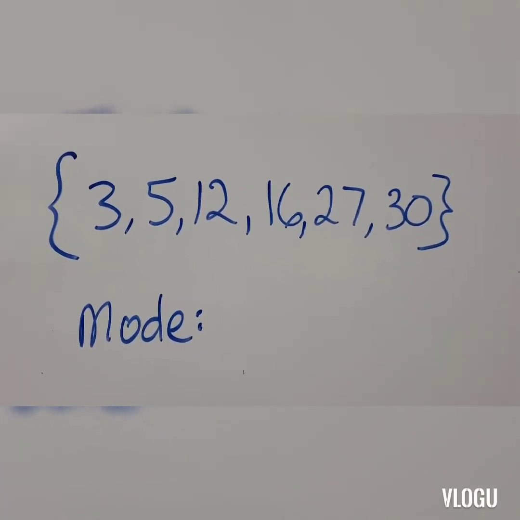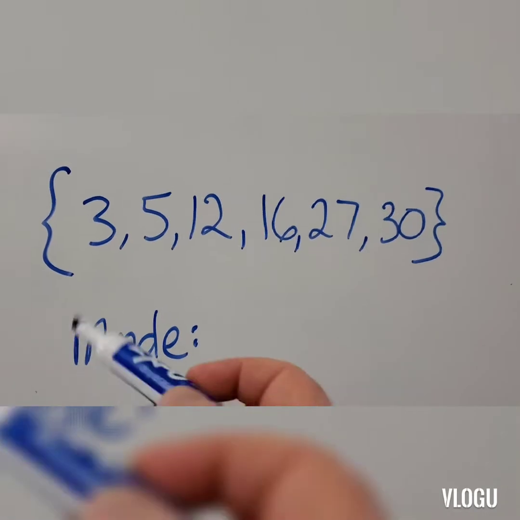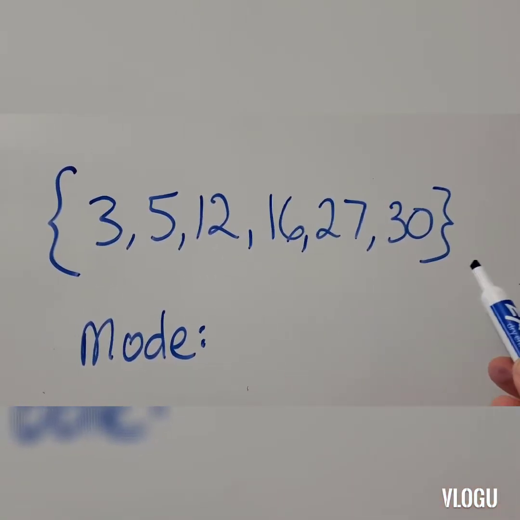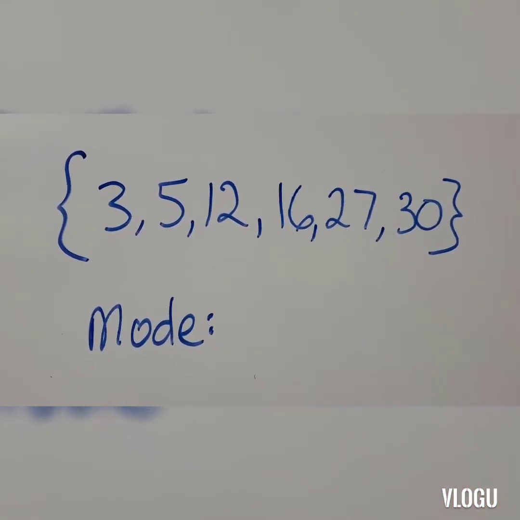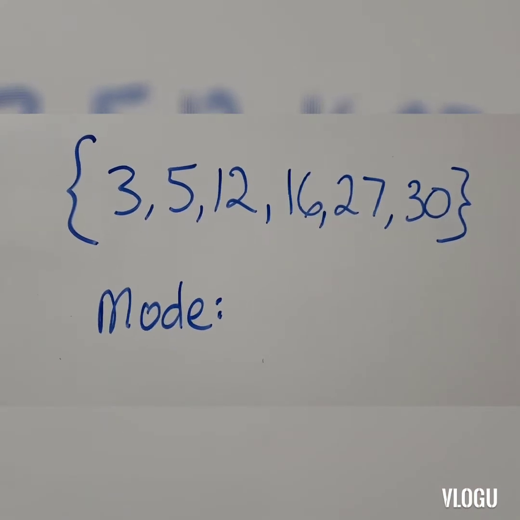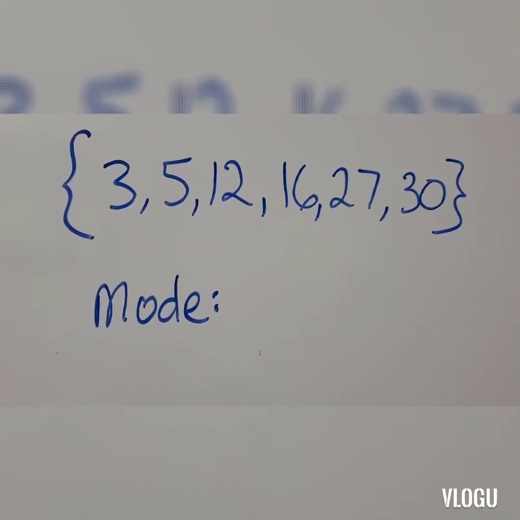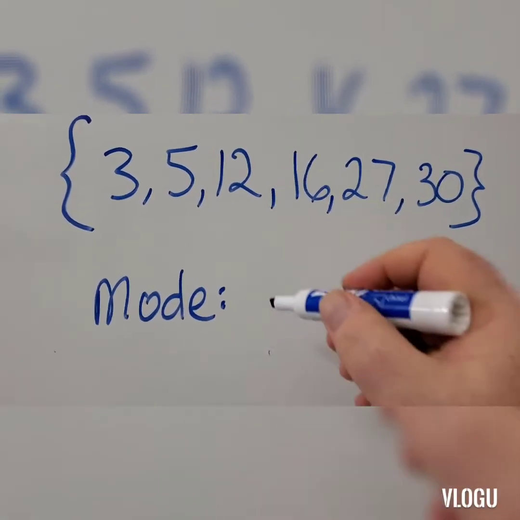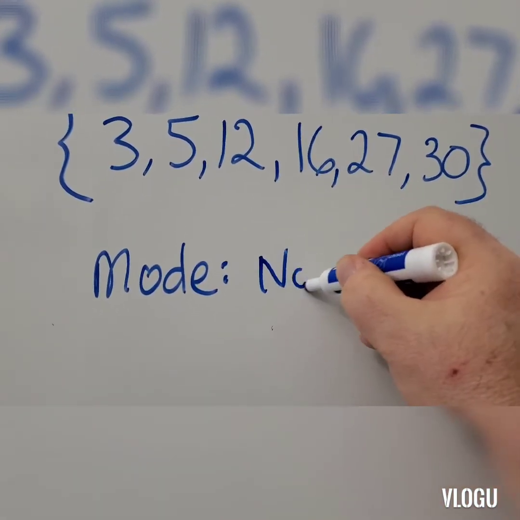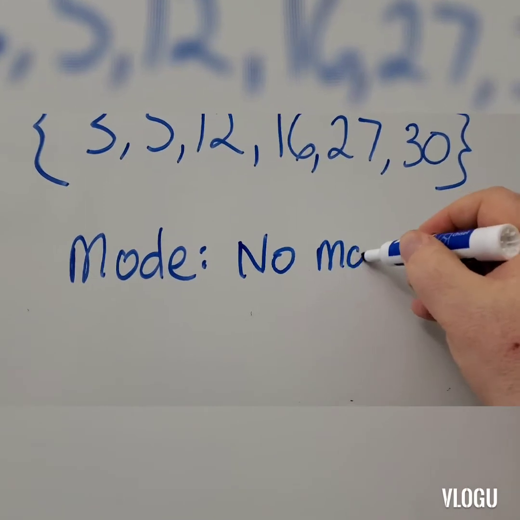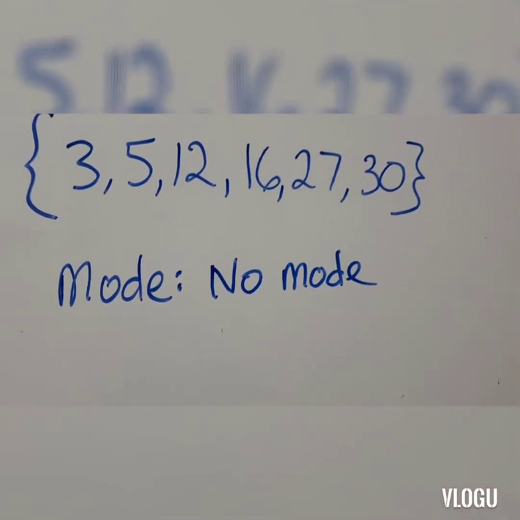If we take a look at this number set, we see that there are no numbers that repeat. Since no numbers repeat, there are no numbers that repeat the most. So our mode, our answer is no mode.